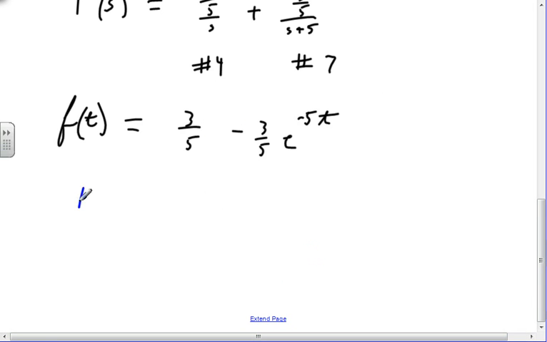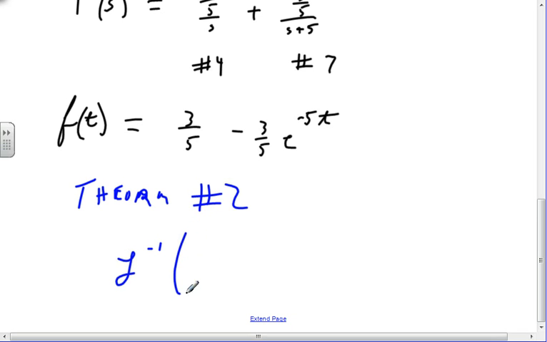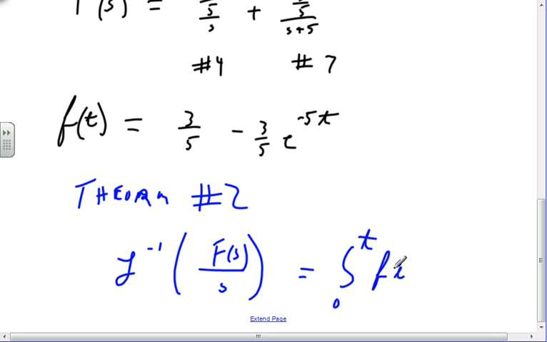Now I'm going to use theorem 2. I don't know if I can even spell theorem 2. But theorem 2 says the inverse Laplace transform of f of s over s is equal to the integral 0 to t of f of tau d tau.